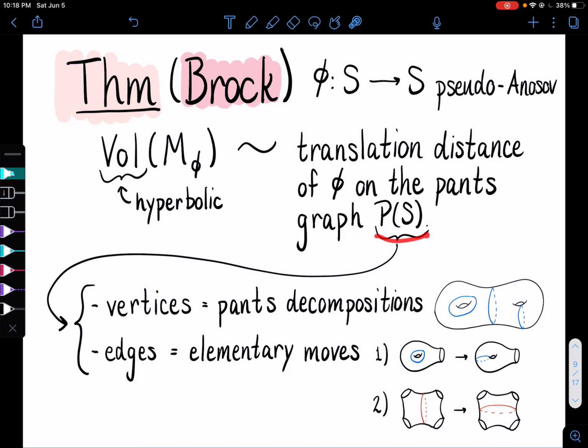Because another result of Jeff tells us that this Pants graph is in fact quasi-isometric to Teichmüller space with the Weil-Petersson metric. So this gives us a coarse model for Teichmüller space equipped with the Weil-Petersson metric. This is in the same flavor of results that we were just talking about.